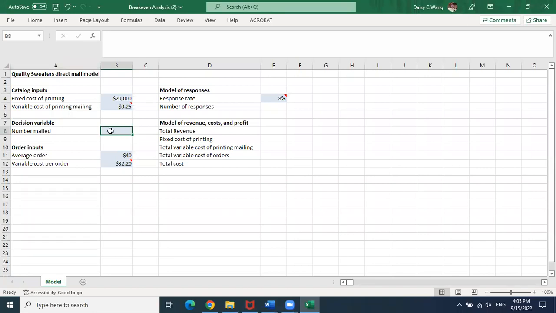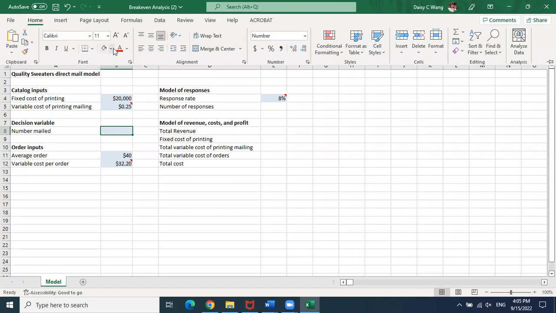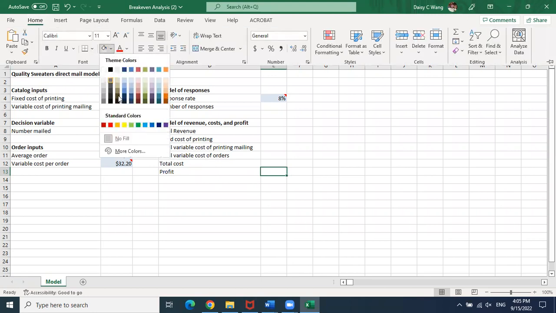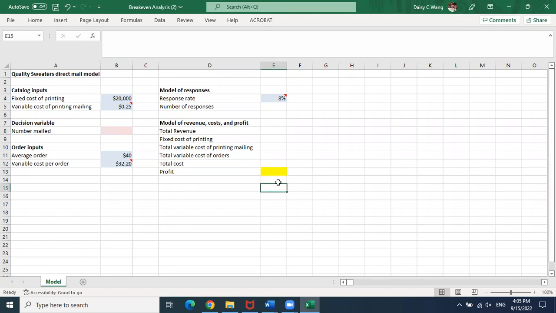For the decision variables, I'm going to use pink. And then we will have profit, which is our objective, so I'm going to put it in yellow. So in the future, the blue is the known information, the pink is the decision variables, the answers, like how many catalogs we need to print, and the profit is the goal. In this case, because it's break even, we want the profit to be 0.